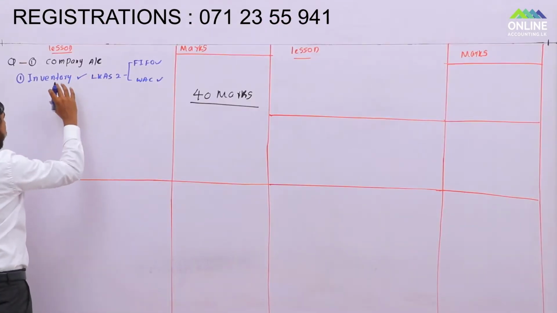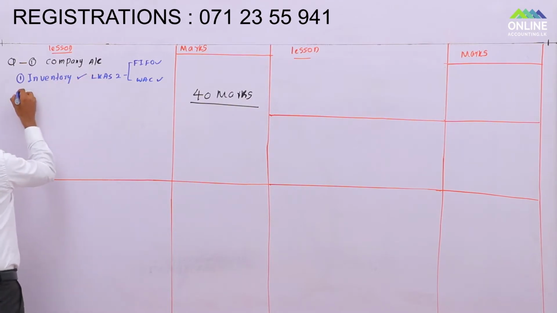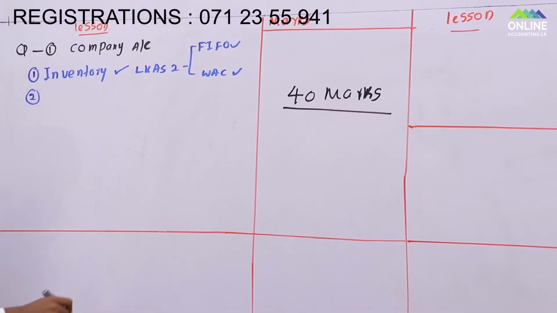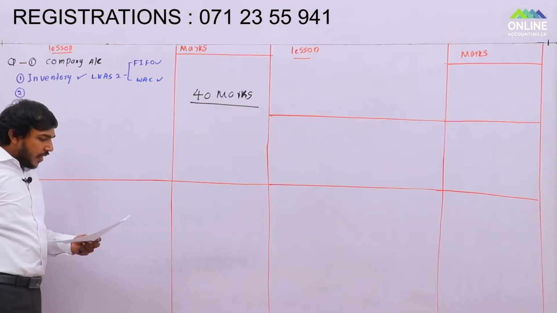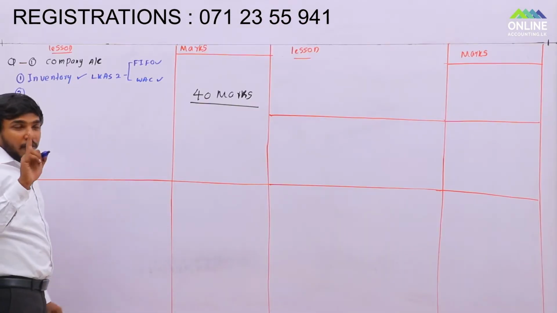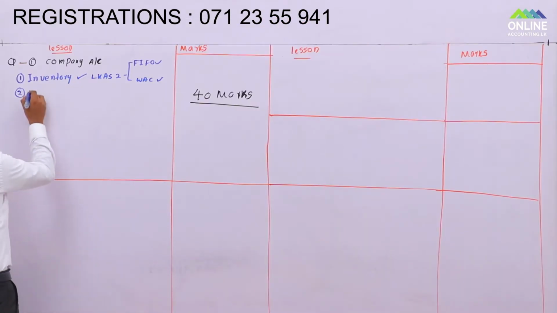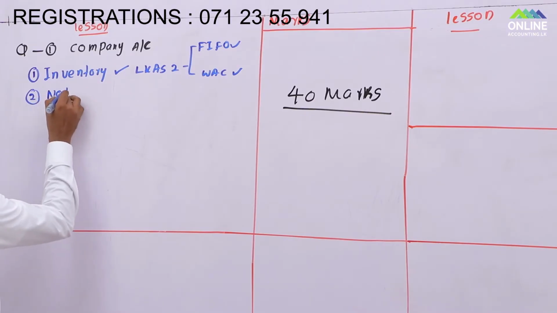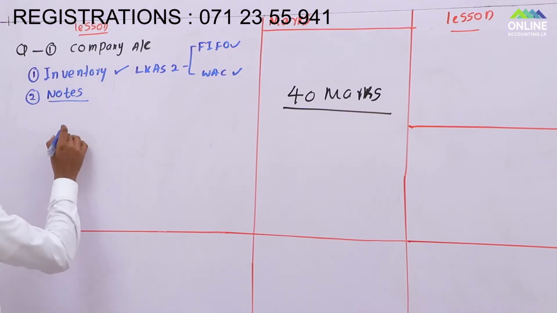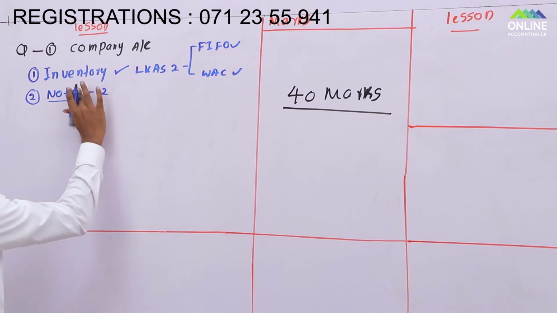This question is also focused on LKS 2, basically inventory. It's a bit of a mathematical adjustment this time. Anyway, it's on inventory, LKS 2. Then adjustment number 2 is for the notes, so note number 2 basically.